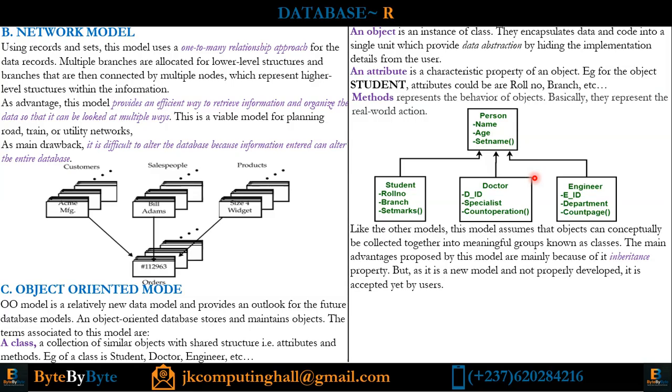Now, like other models, this model assumes that objects can conceptually be collected together into meaningful groups known as classes. The main advantages proposed by this model are mainly because of its inheritance property. When we talk of inheritance property, as you can see here, student is inheriting person. So I will not need to declare again the attributes name and age for student. No, because as it inherits from person, it also has those attributes.